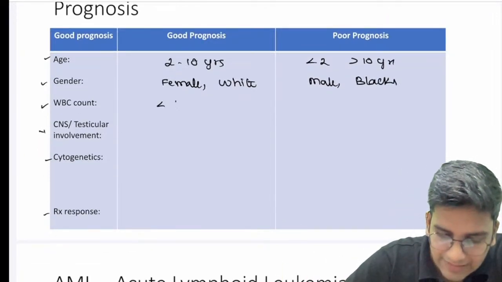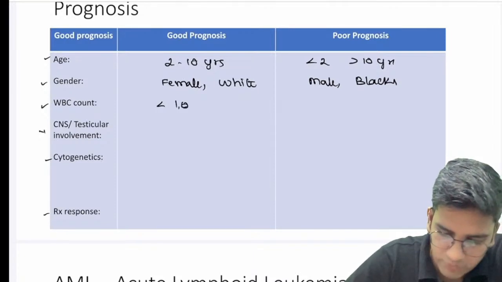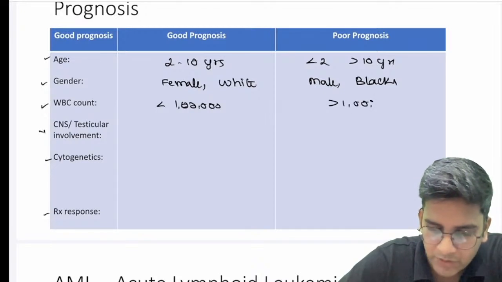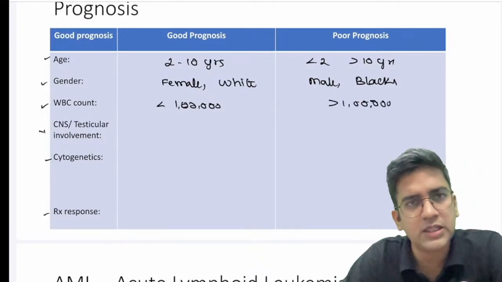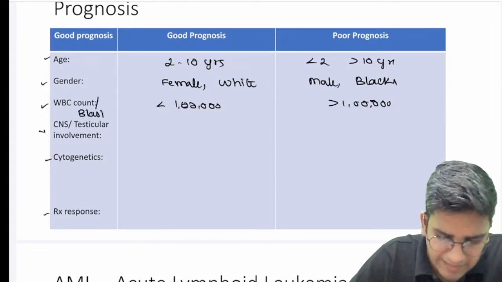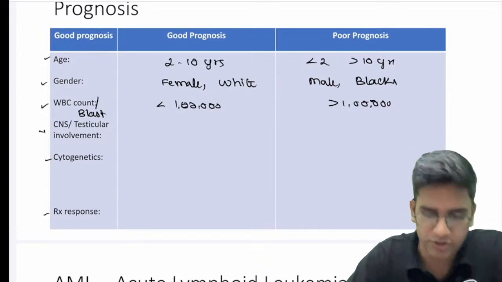WBC count: anything less than 1 lakh, or some books say 50,000. I'm going with 1 lakh because WHO says a lakh. Anything more than 1 lakh WBC count will be a bad prognosis marker. I can either call it WBC count or you can say the blast count. So a WBC count of more than 1 lakh, rather than less than 1 lakh, has a bad prognosis, fine.